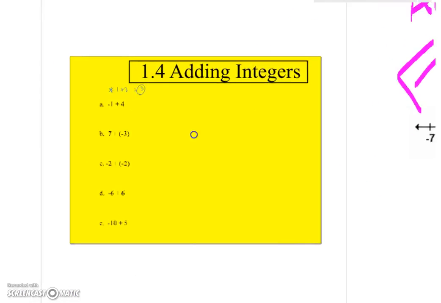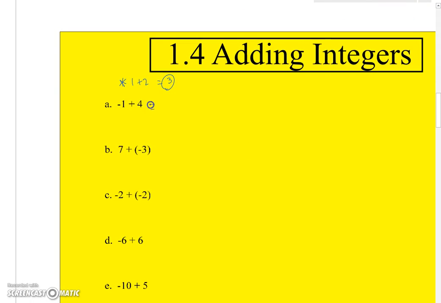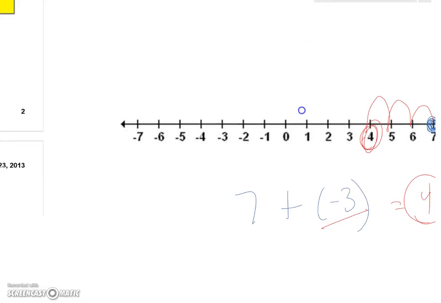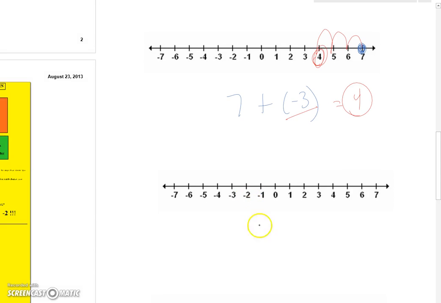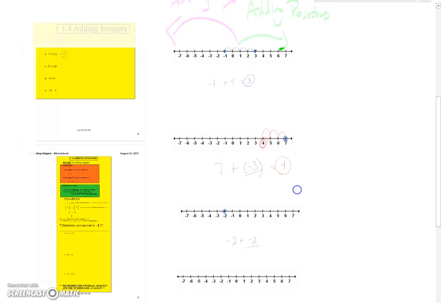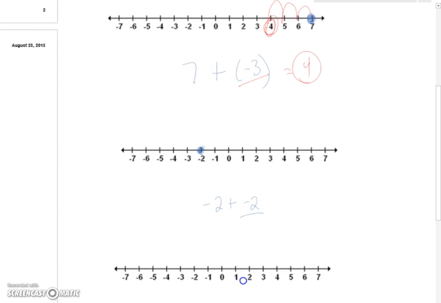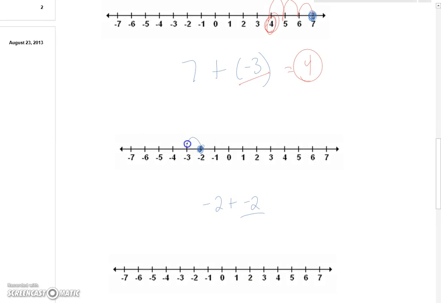All right, let's take a look at our next problem. So negative 1 plus 4 is 3. We went 4 spots to the right. 7 plus negative 3 is positive 4. Well, let's take a look at negative 2 plus negative 2. Well, let's think about this. We're starting at negative 2. And then we're going to add negative. So we add negative. Remember, we go to the left. So we're going to say add 2 to the left. 1, 2. And now we're at negative 4.